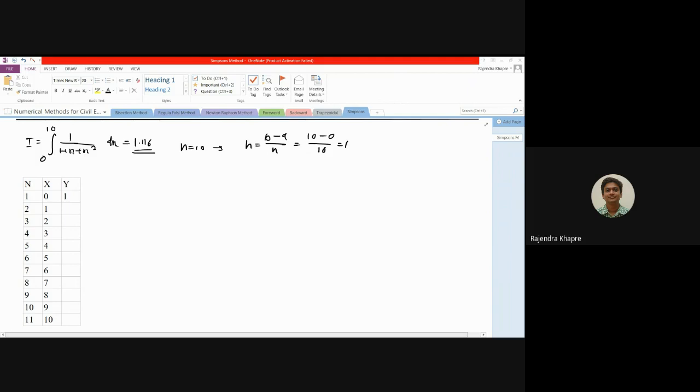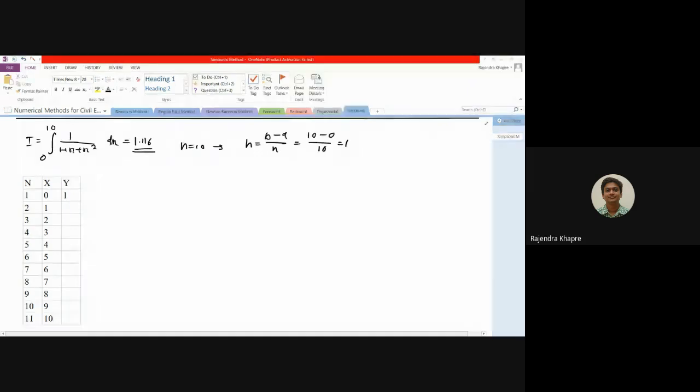Because you see, there are larger terms in the denominator as you increase the value of x. So the terms will be very close to 0, 0.1 or something like that. Can you please tell me the corresponding y values? Let us say for x equals 1, it should be 1 upon 3, that is 0.333. Correct?